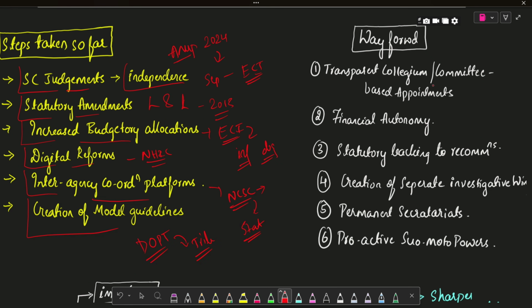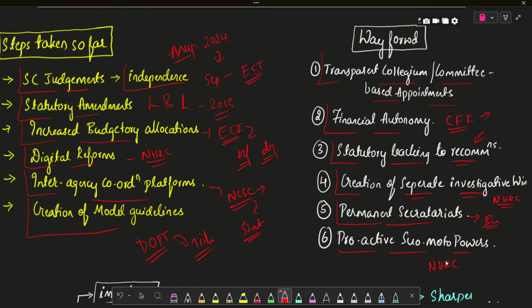Now we'll see what we'll write in the way forward. First one is transparent collegium or committee-based appointments with multi-stakeholder input; financial autonomy via Consolidated Fund of India, removing executive dependency; statutory backing to the recommendations, make the recommendations binding; creation of a separate investigative wing, for example, for the NHRC or Lokayukta; permanent secretariats to reduce the dependency on the bureaucracy; and proactive suo motu powers to rights-based institutions like NHRC.